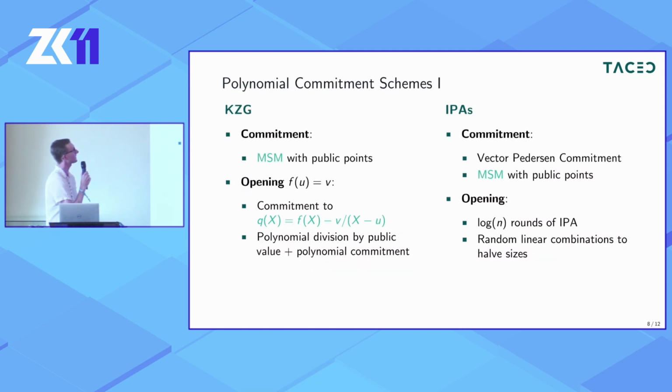Talking about polynomial commitment schemes, for very popular ones like KZG and inner product arguments, the commitment is essentially just a multiscalar multiplication with public points, which is very nice for multiparty computation. And then for KZG, the opening is again just a commitment to a related polynomial, which we again can arrive at by division by public values and subtraction, and then again a polynomial commitment. For the inner product argument, you have some logarithmic number of rounds where you do some kind of random linear combinations, which are also pretty good for MPC.